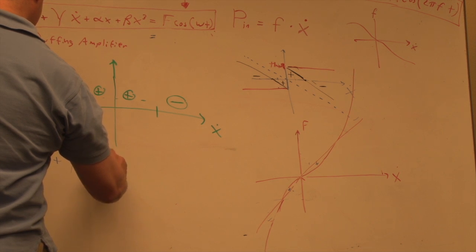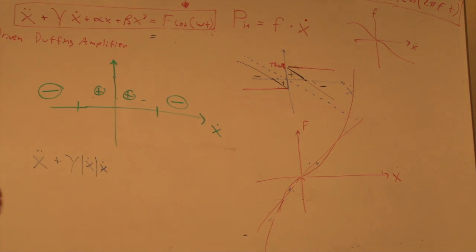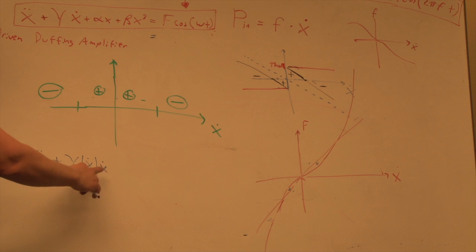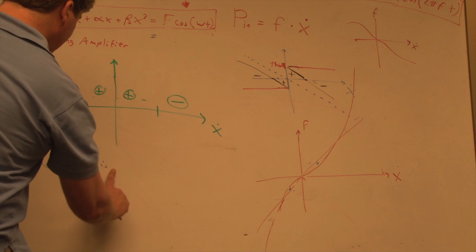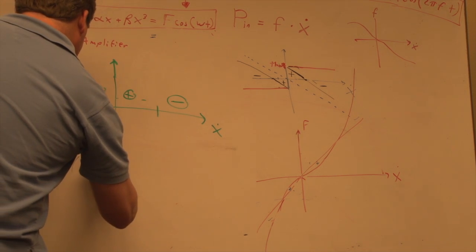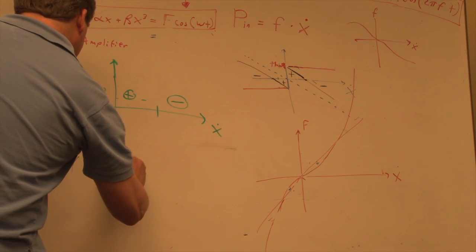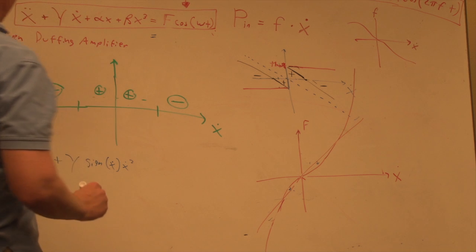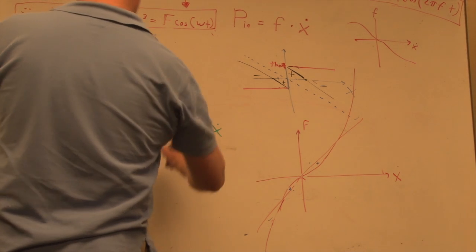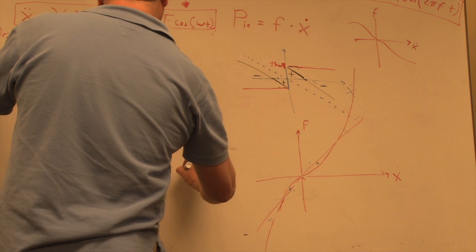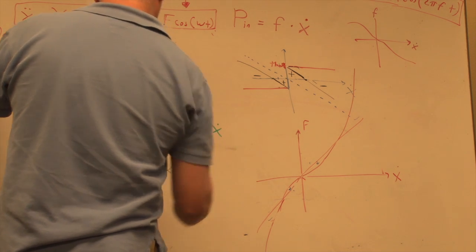So this is what you'd see with air resistance or water resistance or something like that, a square law, where you got to do the absolute value just so you get the sign right. Now another way of writing that is sign of x dot times x dot squared. Okay, if that's your damping, and then you have a stiffening spring.